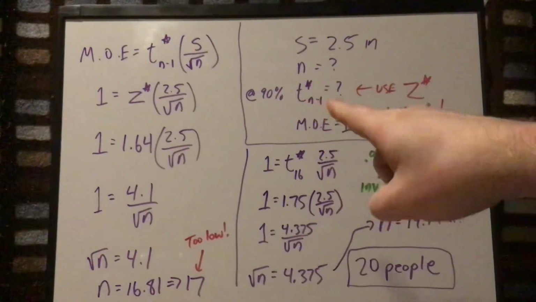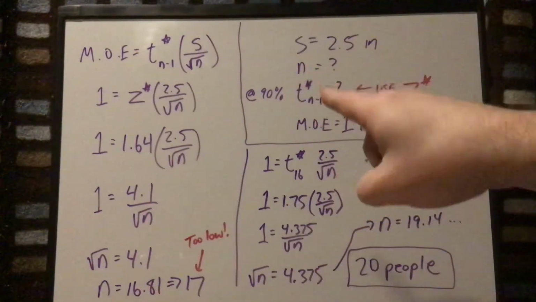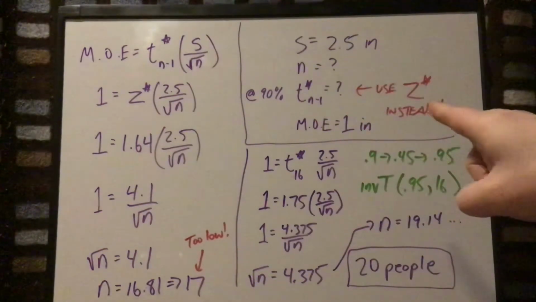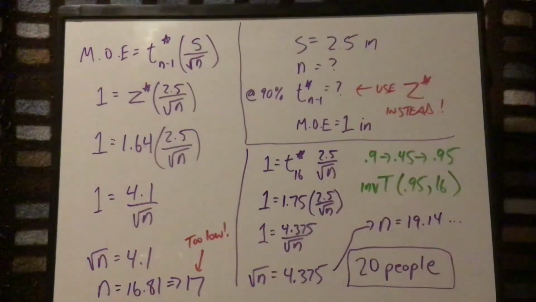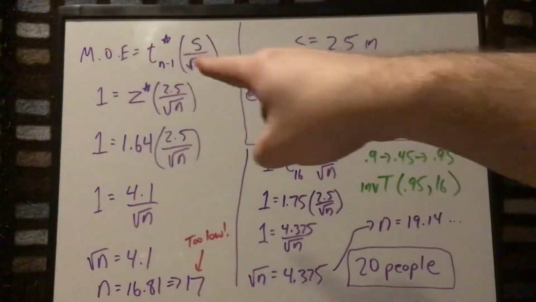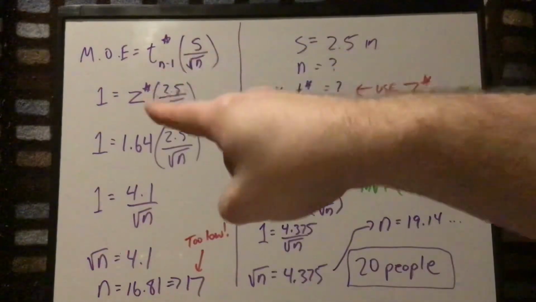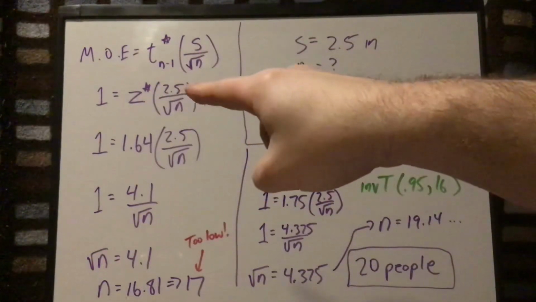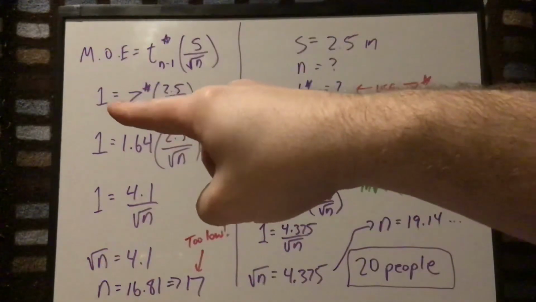And once again, since we don't know the sample size, we can't know the t-curve. So we'll use a normal curve to start it off. So like before, here's my margin of error formula. Instead of using t star, I replace it with z star to at least get a rough estimate. S is 2.5. The margin of error is plus or minus 1.